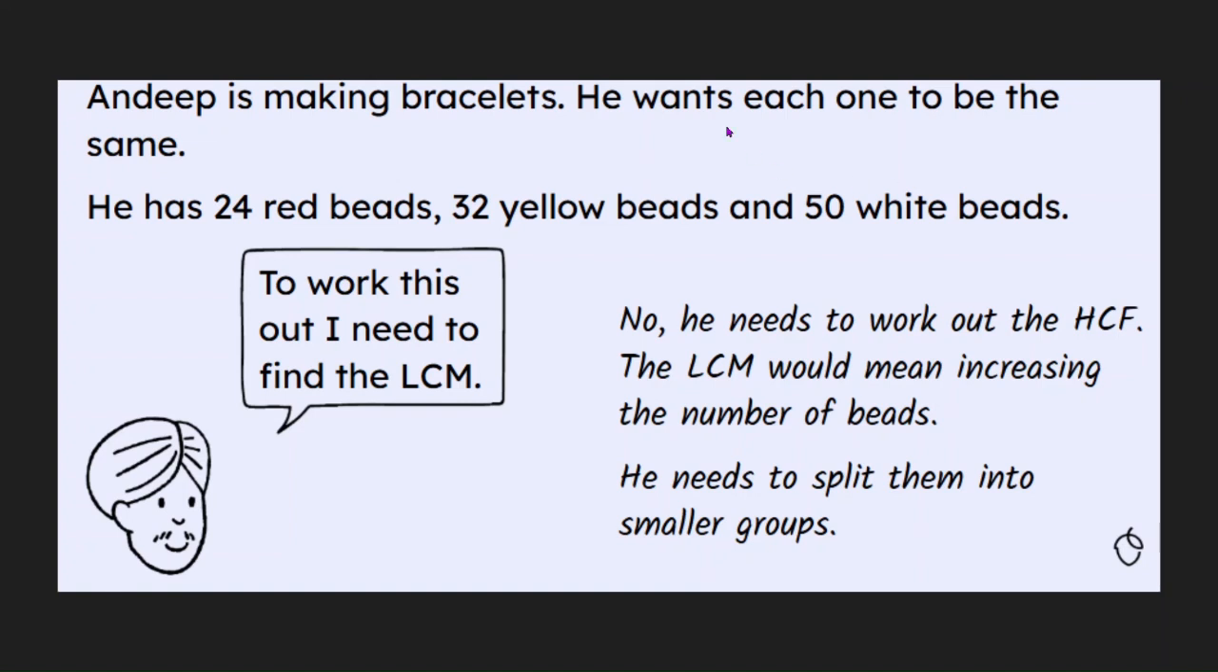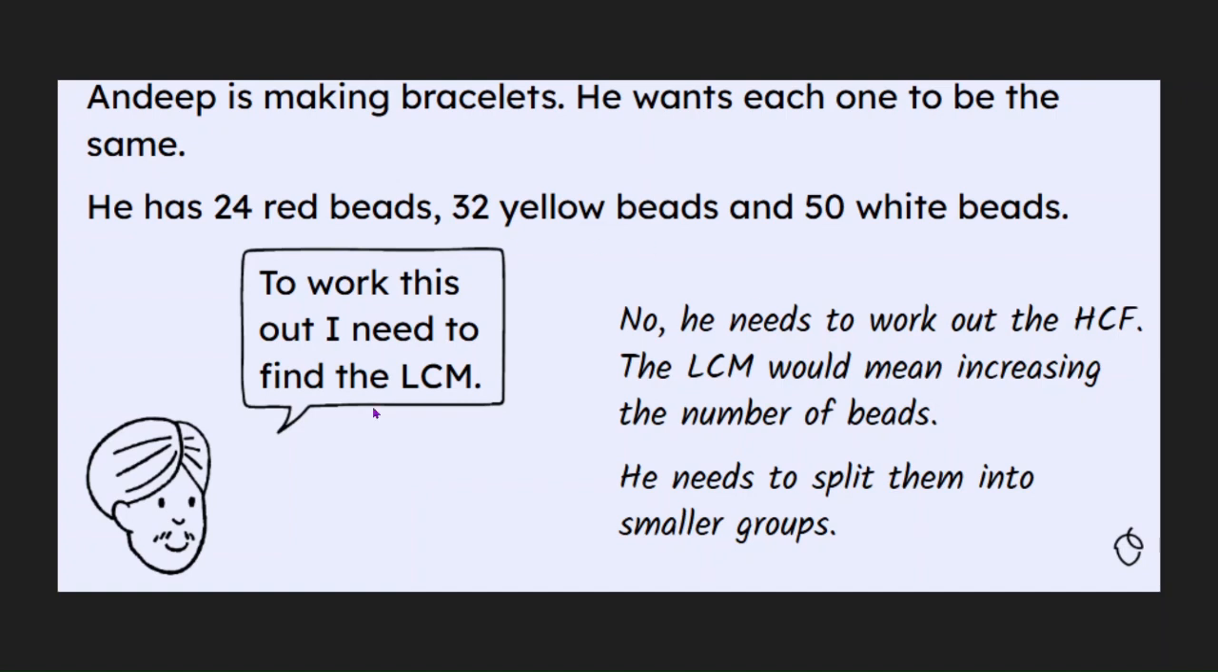So in order to make each one the same, he has to split these down. He doesn't have more than this. He can't increase the number of beads that he has. So he has to split them apart. So he's making them smaller, right? So that would mean he needs to use the highest common factor, splitting them into smaller groups.